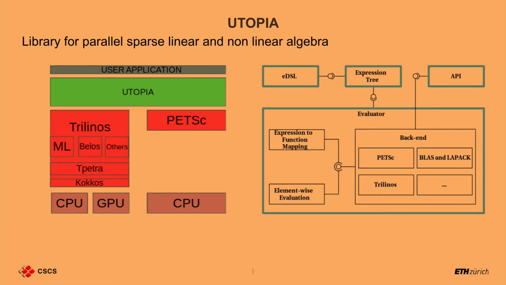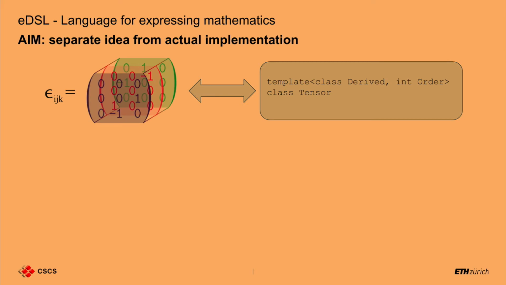So you have an EDSL, you can define the primitives, and it gives you the possibility to create expression trees. With these expression trees, there is then an evaluator that will map to the backend that you want to use. The aim of the EDSL is to separate the idea, for example, the tensor, from the actual implementation. In our case, we have a class called tensor with two templates. One defines the backend, the other the order of the tensor.